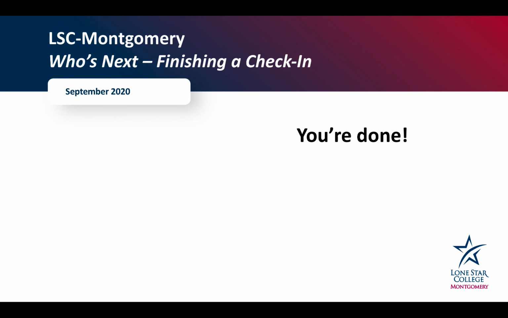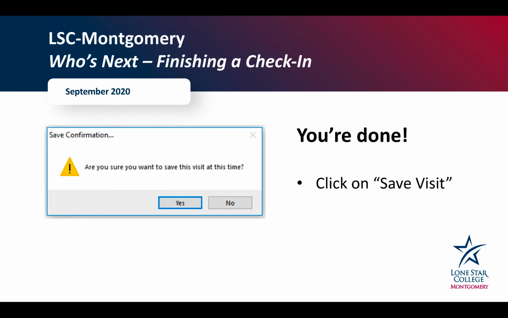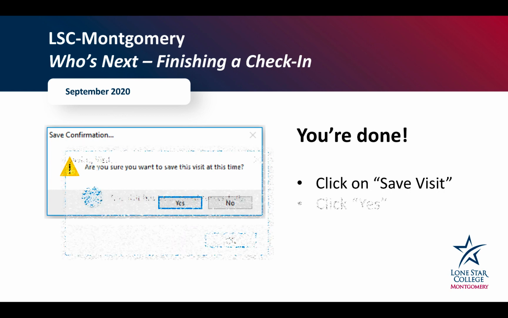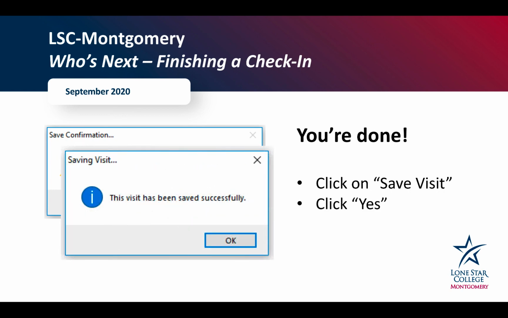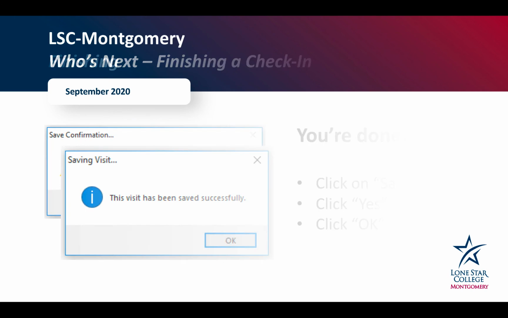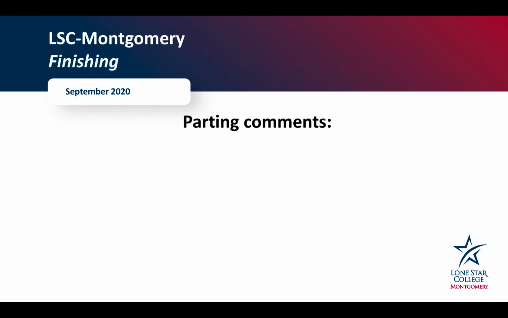And that's it. You're done checking that person in. So at the bottom, you can click Save Visit, and this window will pop up to make sure you really want to save it. I don't know why Who's Next does that, but it does. Just say yes, and then it'll tell you that the visit has been saved successfully. So just click OK. And then that person's ready to go.